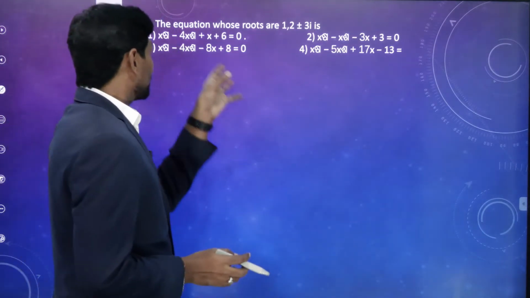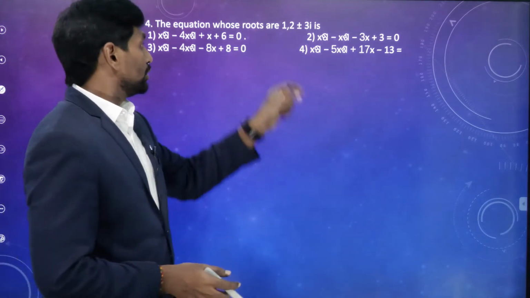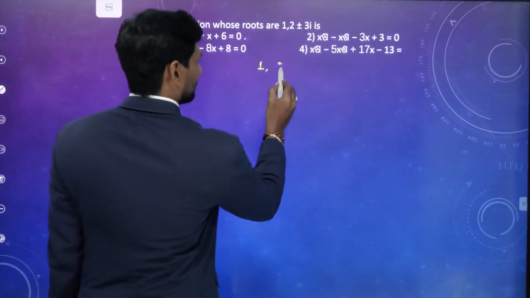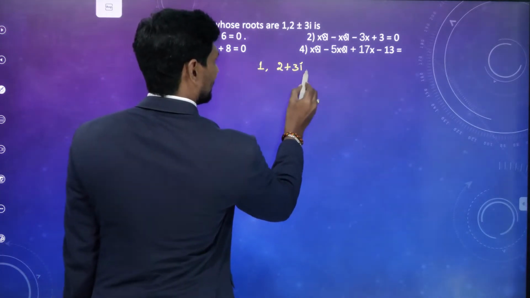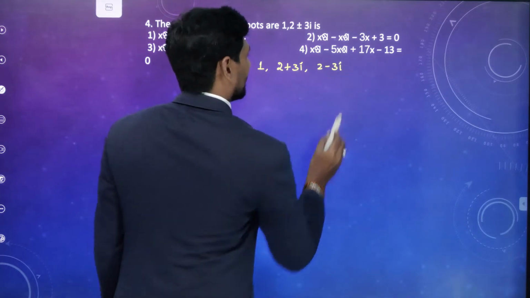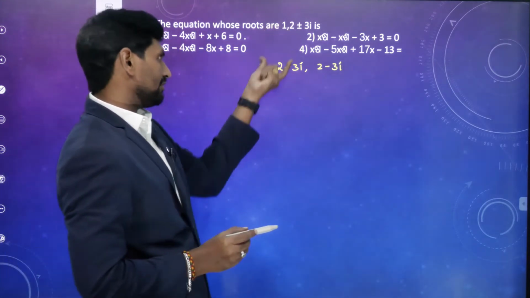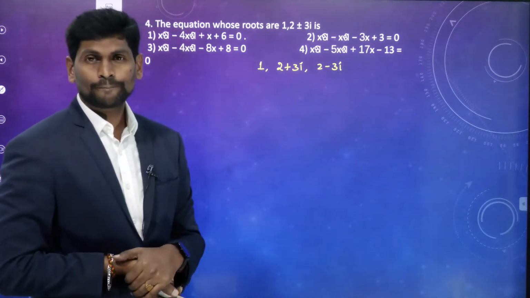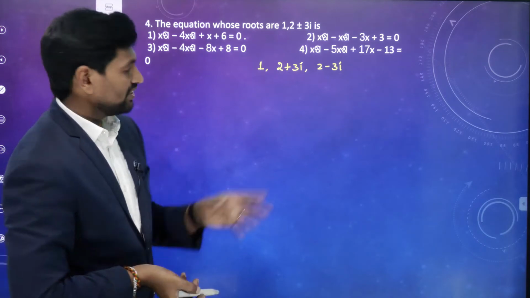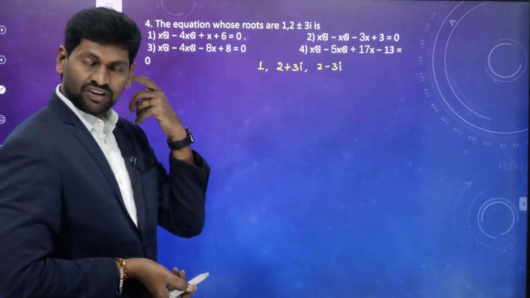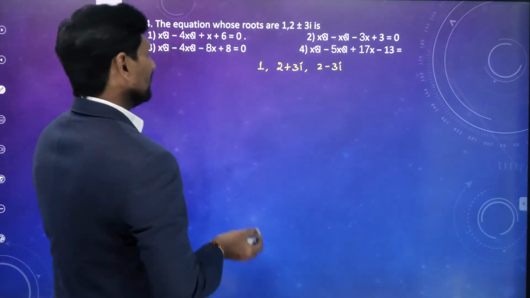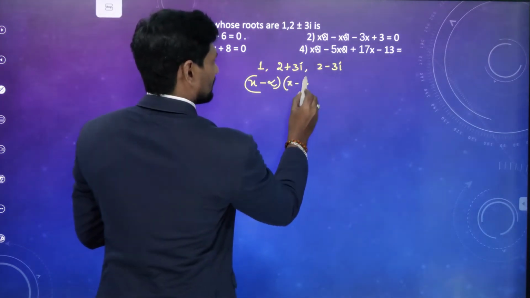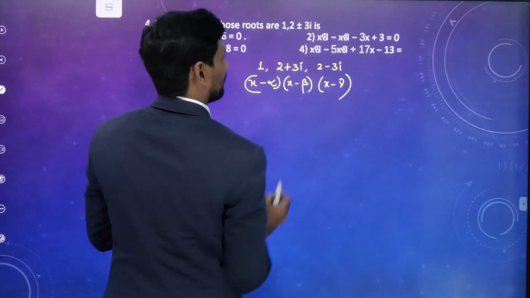Next, the equation whose roots are 1, 2 plus or minus 3i. That means the roots are 1, 2 plus 3i, and 2 minus 3i, because here plus or minus is given, so one root with the plus term and one with the minus. Okay, 3 roots. 3 roots means obviously a cubic polynomial. Same as the previous one, x minus alpha, x minus beta, x minus gamma. So the same condition I am applying here, x minus alpha into x minus beta into x minus gamma.